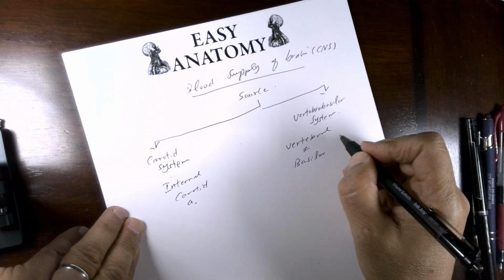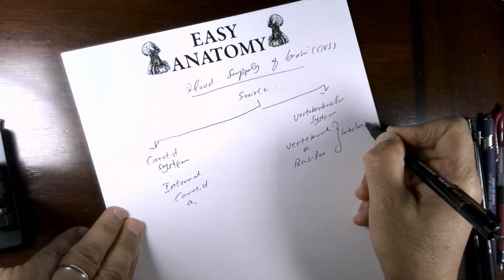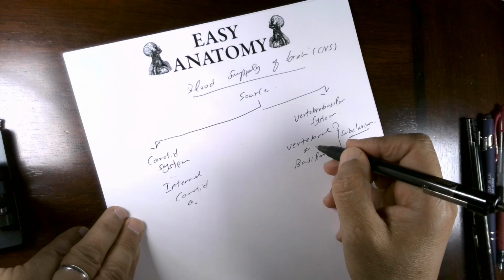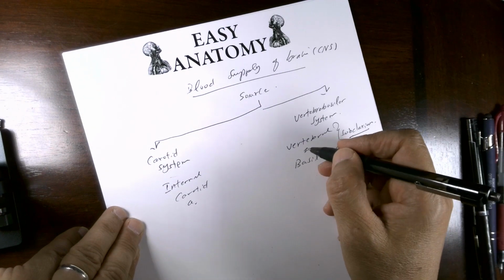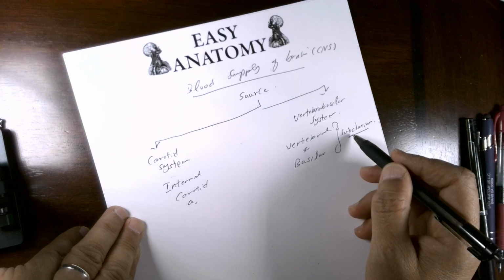and both of them coming from subclavian arteries. Subclavian artery gives vertebral, and the vertebral joins its fellow from the other side, and together they form basilar. So this is subclavian and this is carotid.